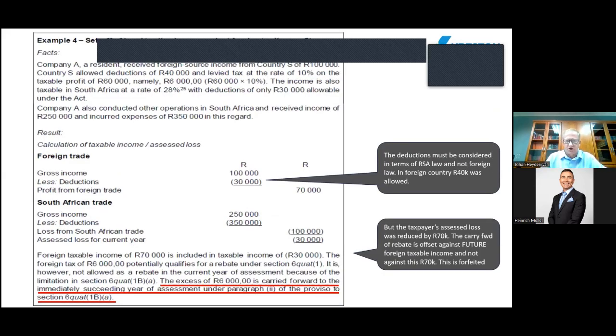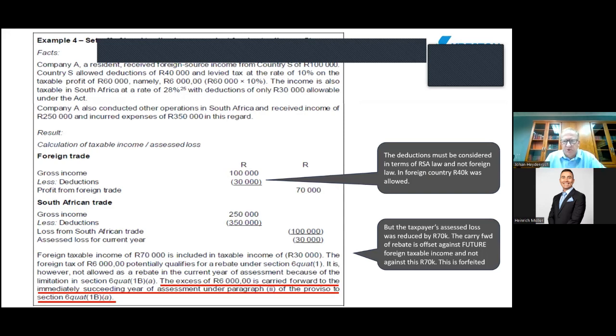So this is just an example of the carry forward of the income. In this case, this is an interesting example. Company A, a resident, received foreign sourced income from country S of 100,000 Rand, and they are allowed 40,000 Rand in that country, and then they pay tax of 10% on that profit of 60,000 Rand. So they pay 6,000 Rand of foreign taxes. The income is also taxable in South Africa at the rate of 28%. Let's just assume it's before the 27%, with deductions of only 30,000 Rand available in the Act.